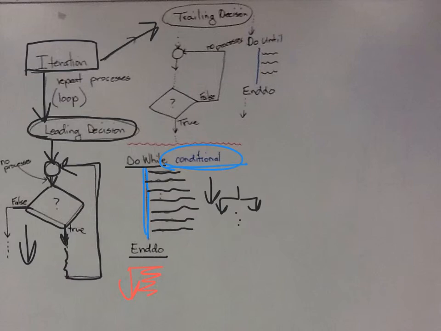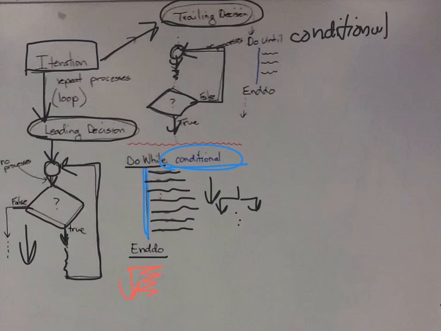And then we mentioned a trailing decision up here. You have a connector, you do all your processing, then you decide. If it's time to get out of the loop, you get out. If it isn't, then you do it again. And so, do until. You have your condition here. You're going to do this until you meet the condition, and then you go down here.